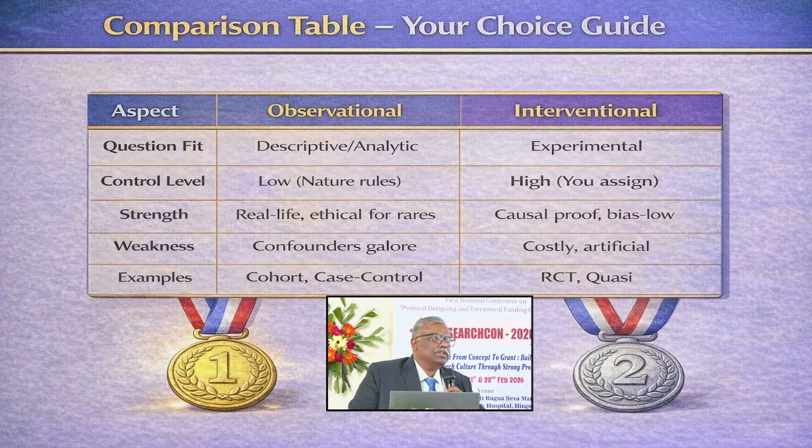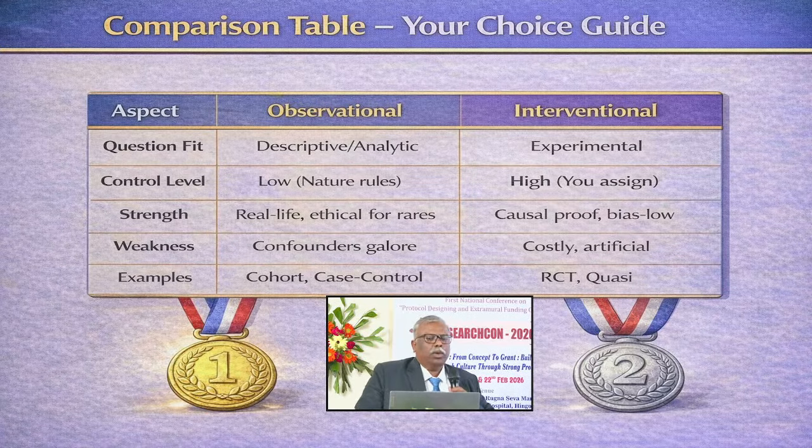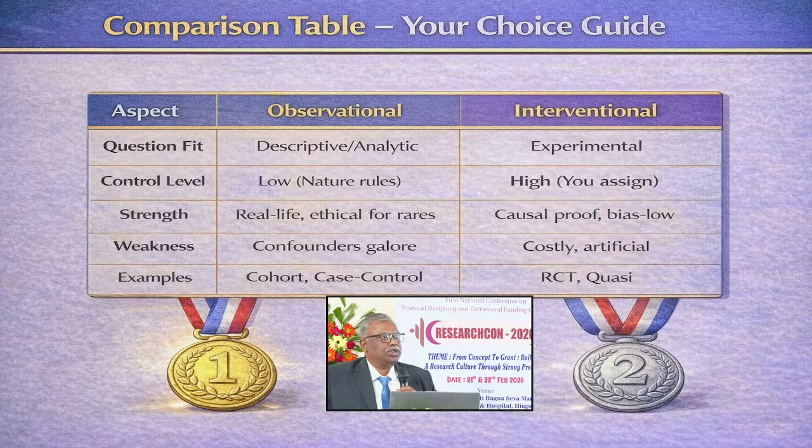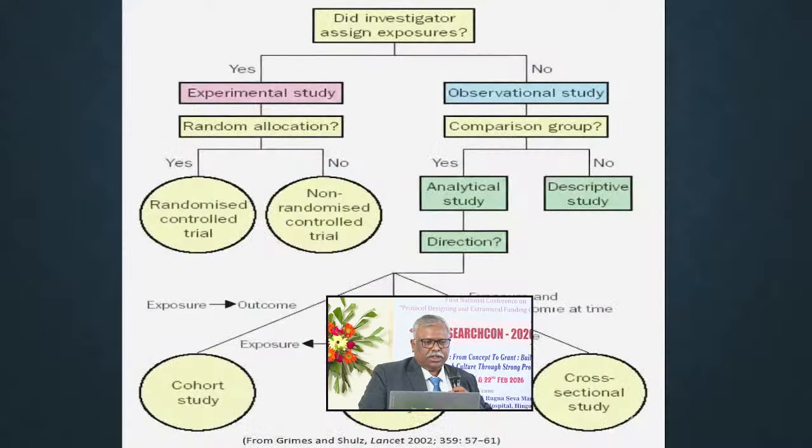Strengths: observational studies are easier, cheaper, and real life. Ethical issues are very few in observational studies. But in interventional studies we have to establish the causal proof, so biases are very low, but they are very costly and artificial. Examples of observational study designs: cross-sectional study, longitudinal study, case-control study, cohort study. In interventional study designs there are the RCT and the quasi-experimental study.